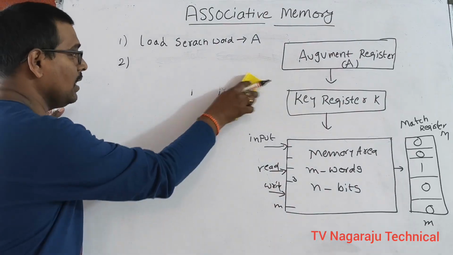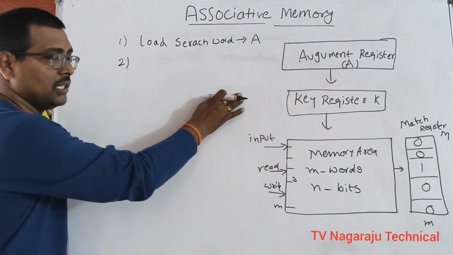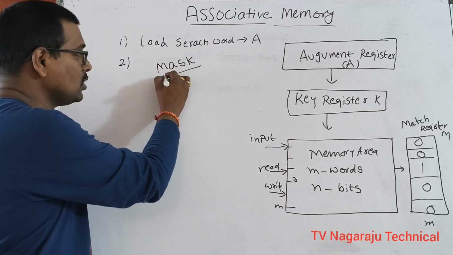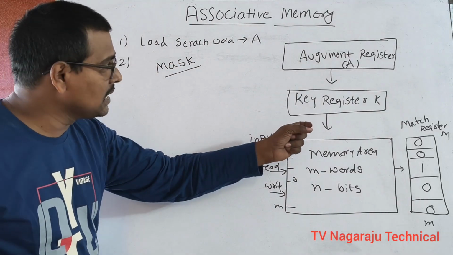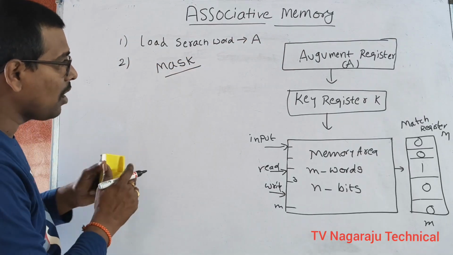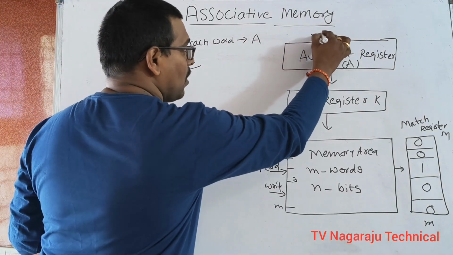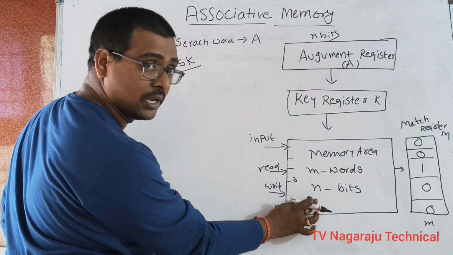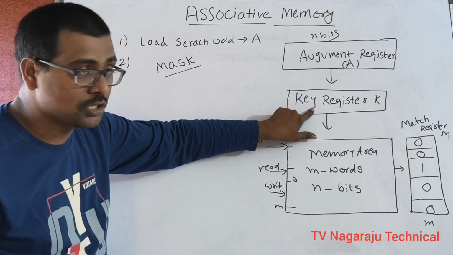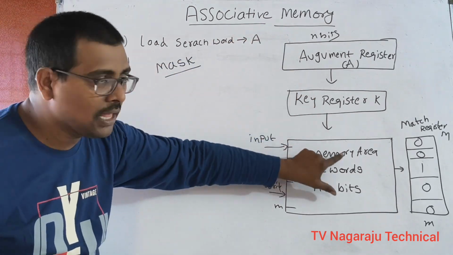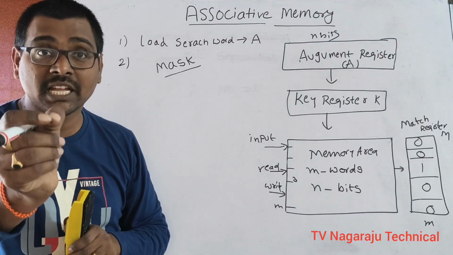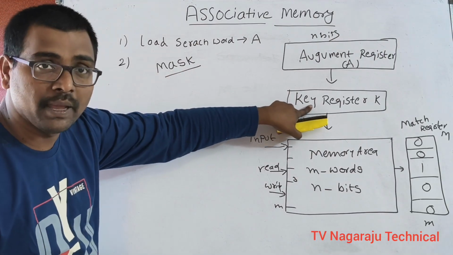Now that is okay. What is the purpose of the key register? It plays a very crucial role. The key register is used for masking. Masking in the sense that the argument register contains a word of n bits. The word is n bits, here we are storing a word of n bits, and the searching is also over n bits. The key register is used so that instead of searching all the bits, we search only specific bits. Which bits are to be searched is represented by the key register.